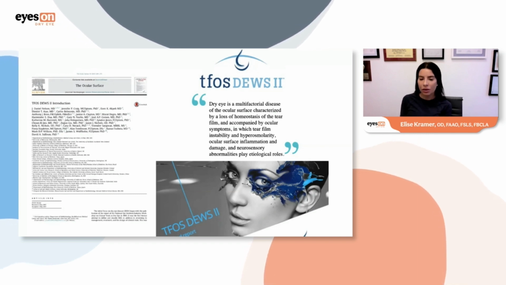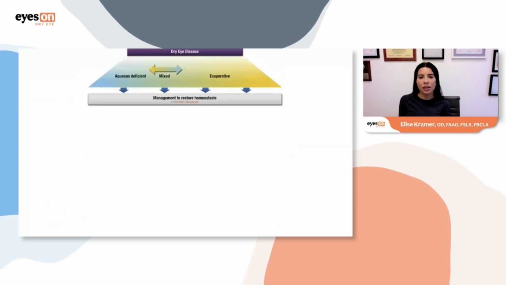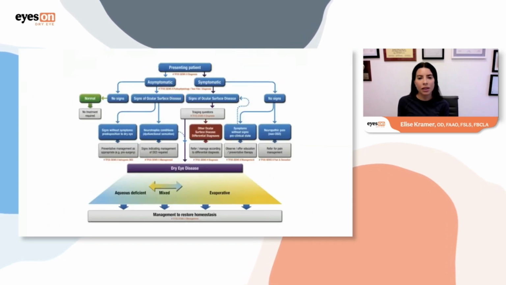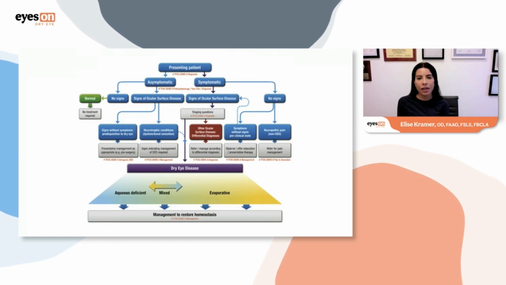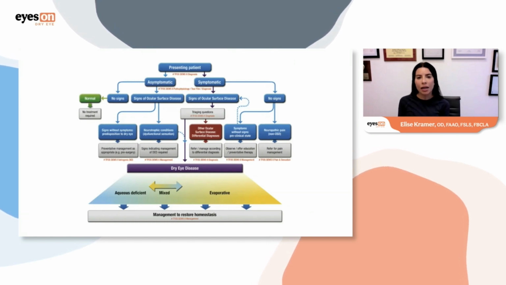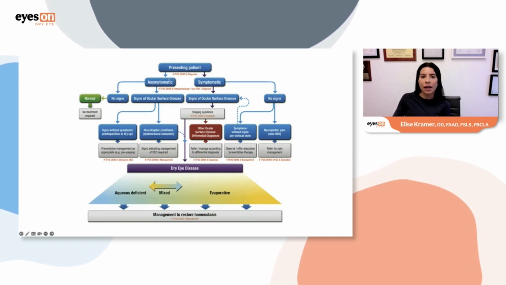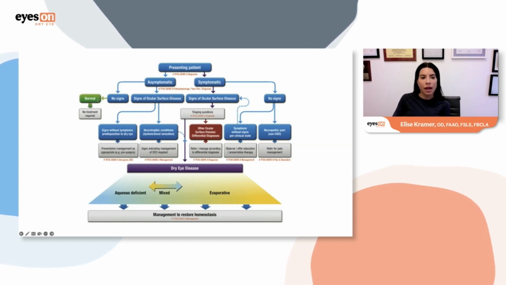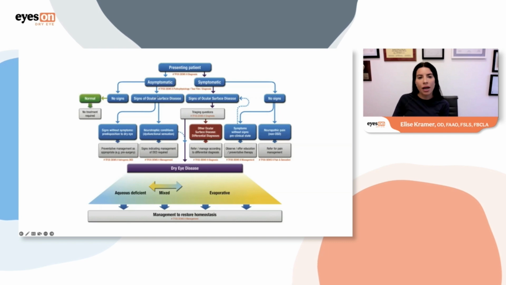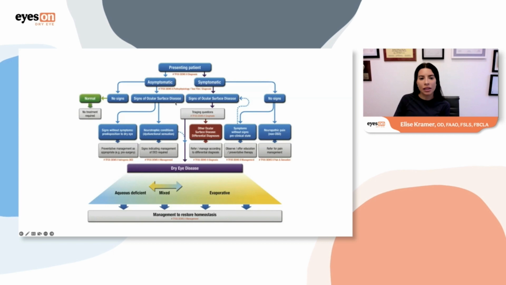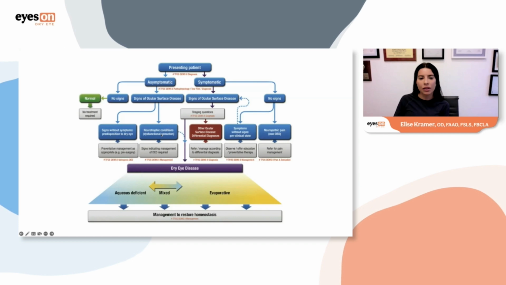The TFOS DEWS-2 study came out with this flowchart that I think is really interesting and also a great breakdown for clinical practice. If you have a presenting patient, starting at the top, and they are asymptomatic and they have no signs, then they're normal, right? There's no treatment required. If they're asymptomatic and they have signs of ocular surface disease, then you're thinking maybe it's neurotrophic, and it's important to test for corneal sensitivity in those cases and then treat accordingly.